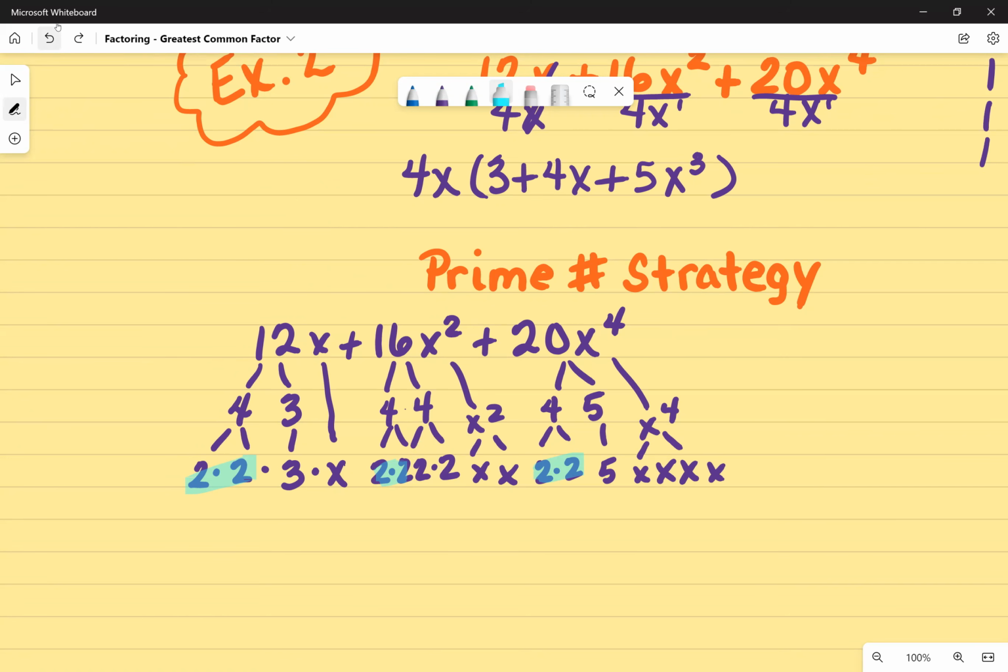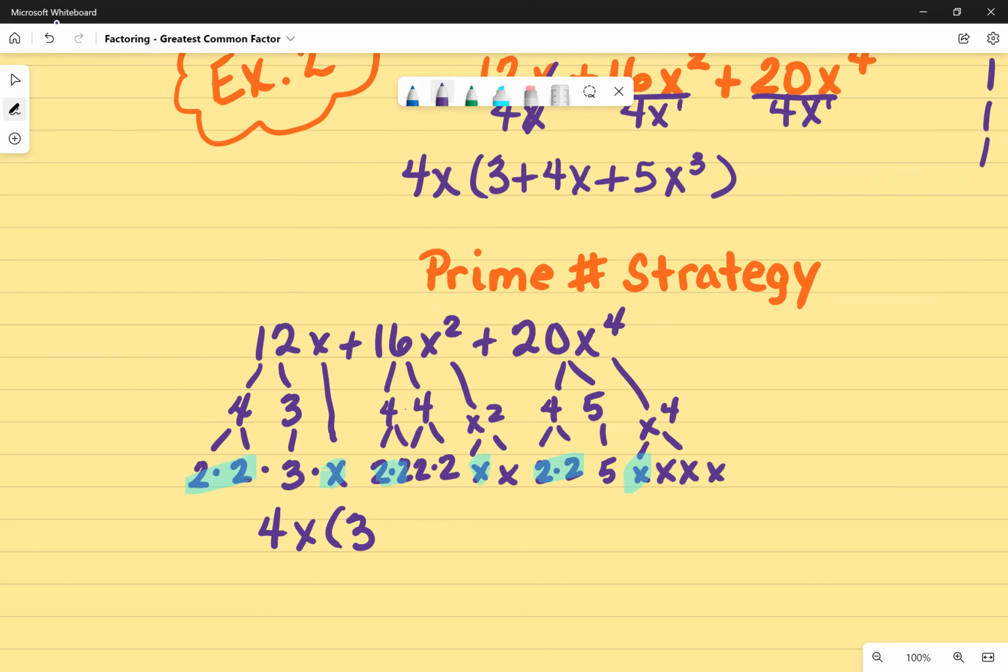So now going back to the 12x, I see that that one has an x, the second one has an x, and the third one has an x. What's left over will be my answer. So what I highlighted is my greatest common factor. 2 times 2 is going to be 4, and then I have an x. What's left over is 3 in the first term.